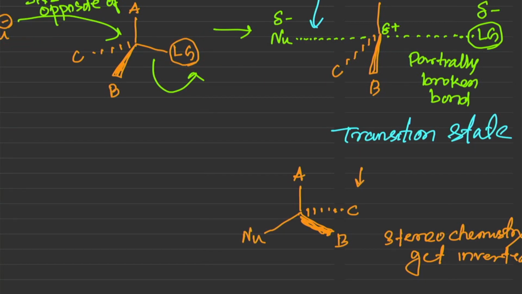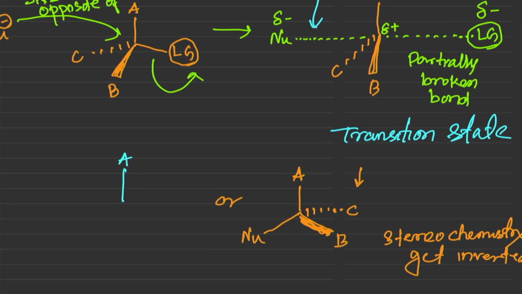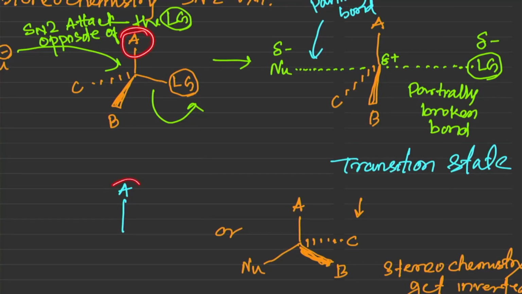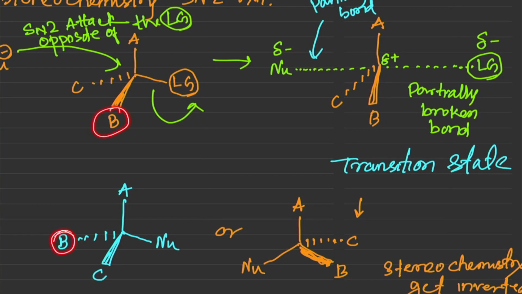Some people and a lot of books also try to write it like this, which is also correct. You put the A as it is. So you notice A was here on the top, but you put the nucleophile on the same side as the leaving group, and now you put the B towards the back and C towards the front. So you notice B was before at the top, now it's at the bottom. C was before at the bottom, now it's at the top. So this is also stereochemistry inverted.